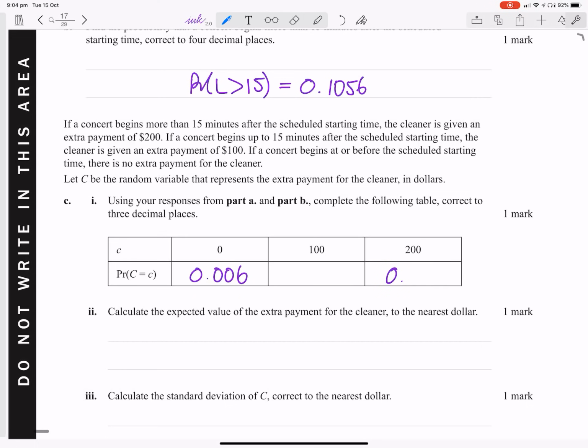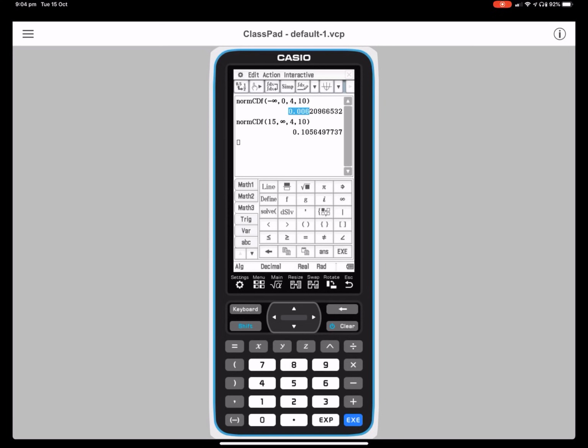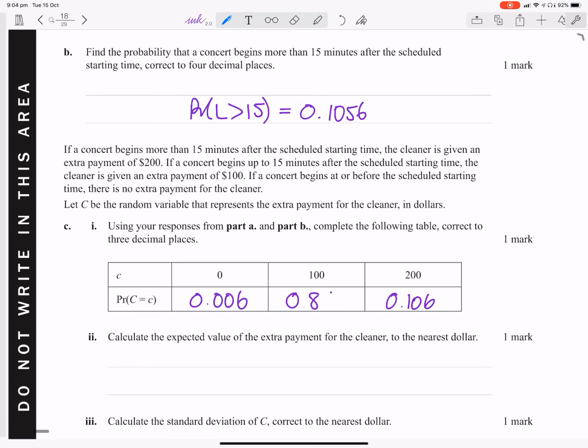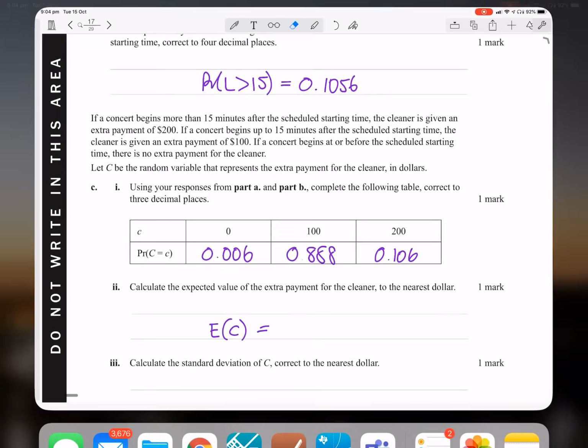0.006, 0.106, plus 1 minus that, 0.888. So our expected value, E of C, is 100 times 0.888.